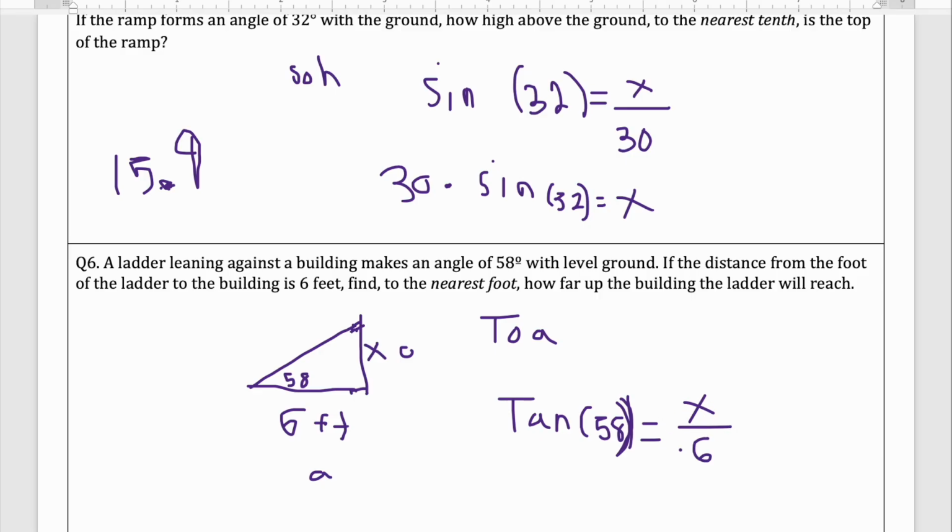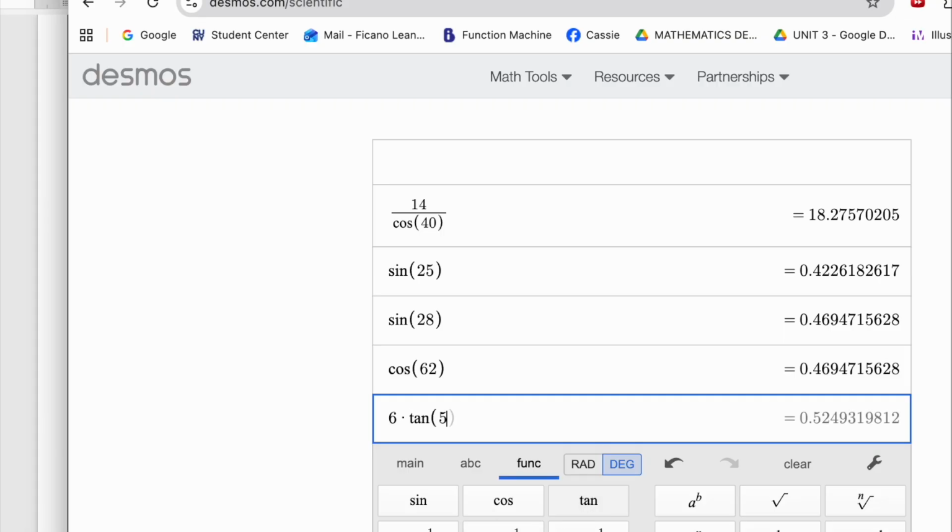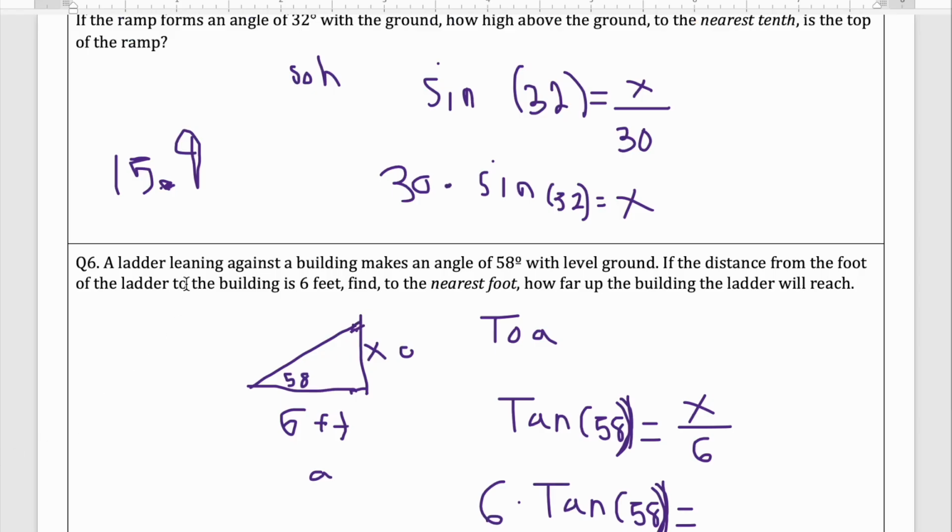Now x is in the numerator, so we're just going to cross multiply: 6 times tan 58. Okay, and what does that equal? Okay, 9.60, and it wants it to the nearest foot, so 9.6 is going to be 10 feet.